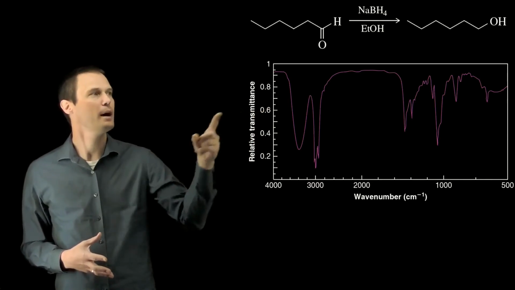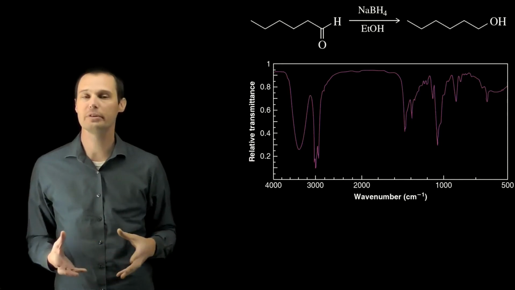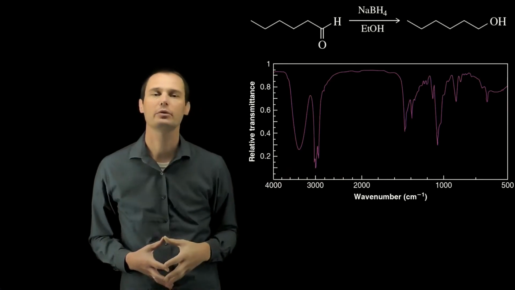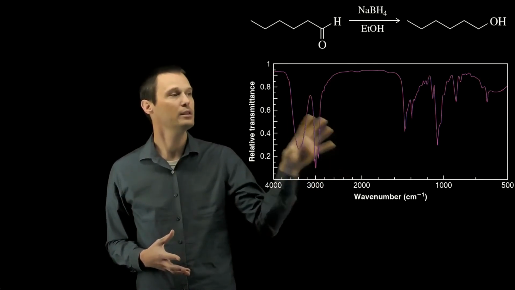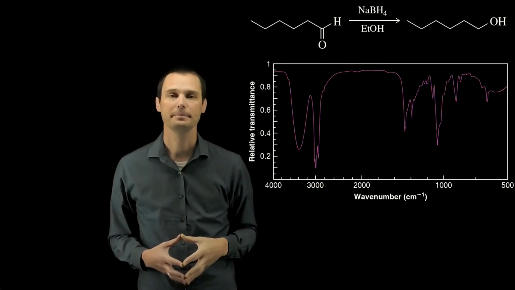We look at what the bond difference is between the starting material and products and figure out how the IR proves or disproves that. For the starting material, the C=O pi bond should have a stretch around 1700 wave numbers, but I don't see any stretch around 1700. That tells me that whatever this structure is, it does not have a C=O pi bond in it.